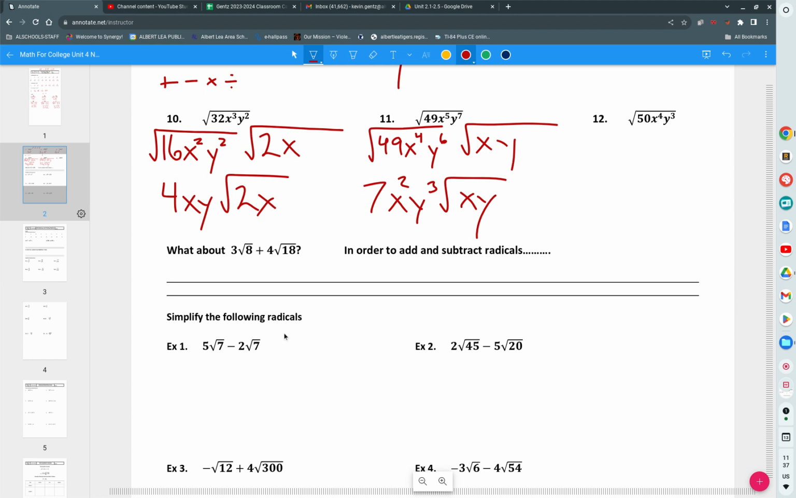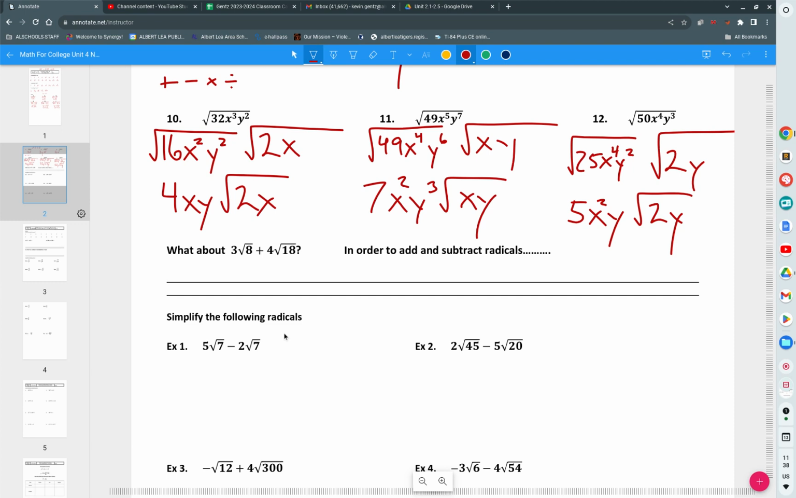Last one for the day. What is the perfect square that divides evenly into 50? I put 25 and I put 2. Is x to the 4th a perfect square? Yeah. So I put the x to the 4th here. Is y cubed a perfect square? It is not. So I reduce that to y squared, and the y goes underneath there. There we have 25x to the 4th y squared. You take the square root of that, and you get 5x squared y, and then you just leave root of 2y. Okay?